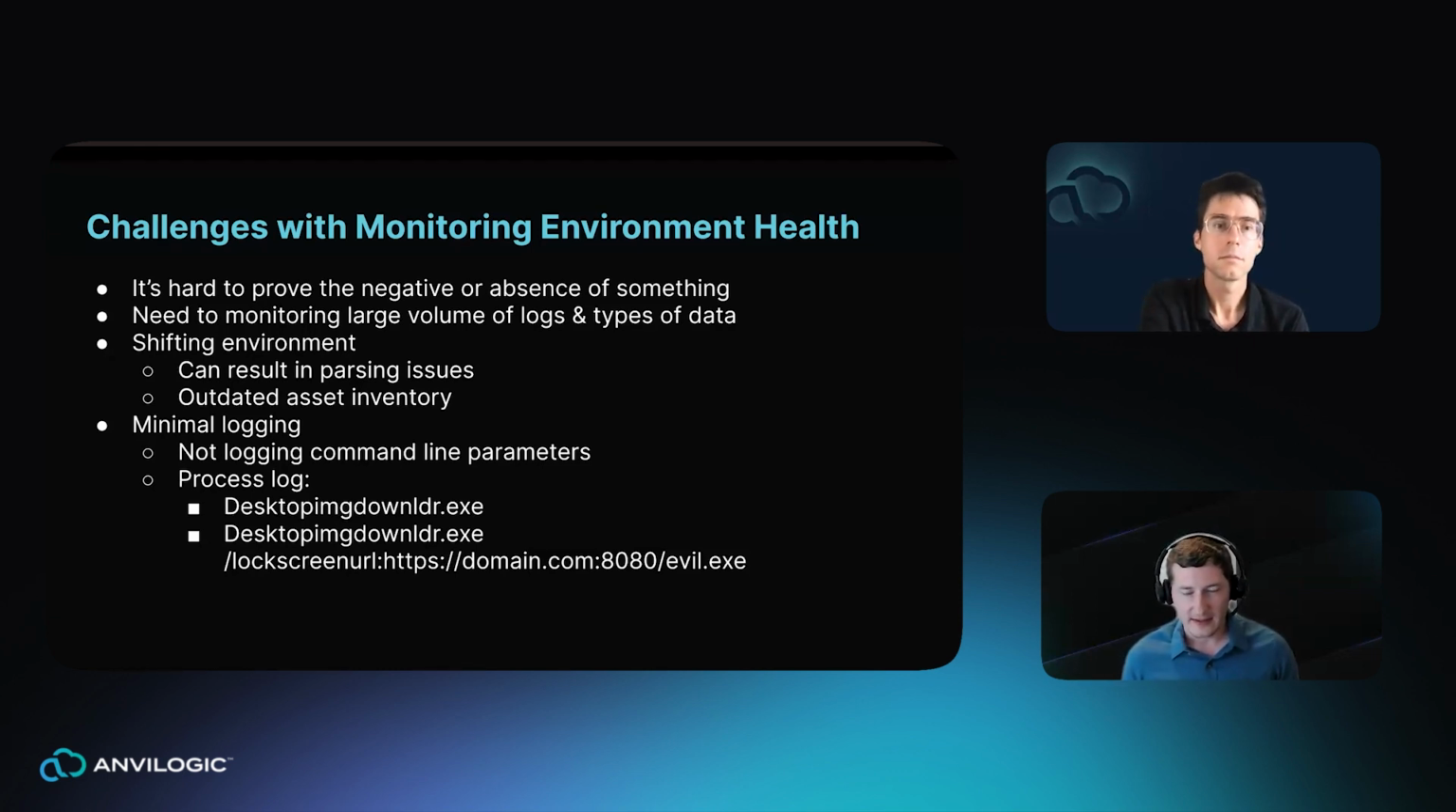So imagine in this example we have process logs. Imagine you see desktop image downloader exe, which is a normal executable that runs on Windows and downloads desktop images. Imagine you see that run and you have the top log, versus you see that run and you have the bottom log where you can see they're downloading a known malicious executable. That's the difference and one of the challenges you can run into depending on your verbosity of logging.